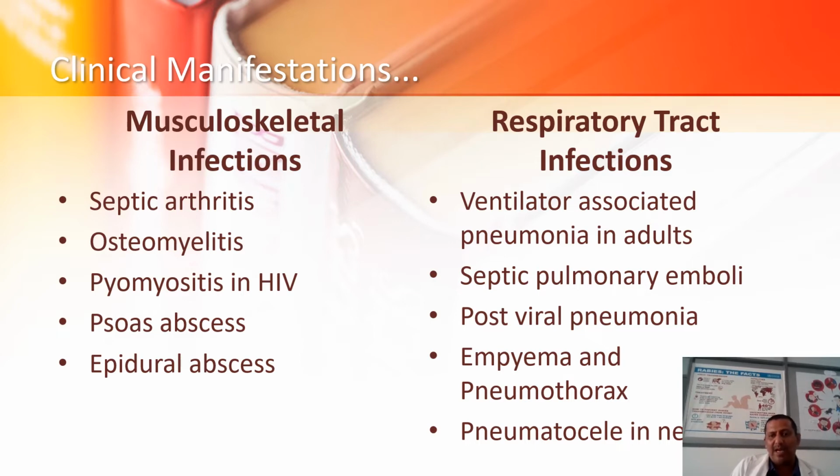In the respiratory tract, starting from the top to bottom, it can cause sinusitis, pharyngitis, laryngitis, tonsillitis. Then going deep into the lower respiratory tract, it can cause pneumonia, empyema, lung abscess, and it is one of the most important causes of VAP, that is ventilator associated pneumonia. It is a nosocomial infection. People who are on ventilators might get pneumonia which is spread due to the ventilators, that is called ventilator associated.